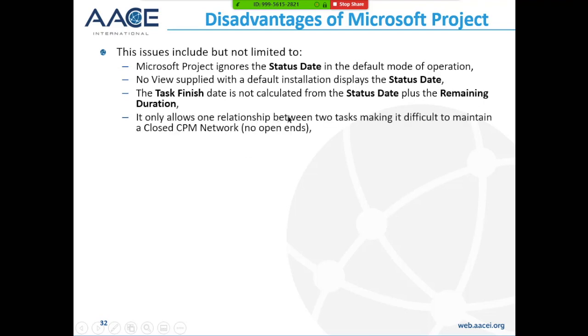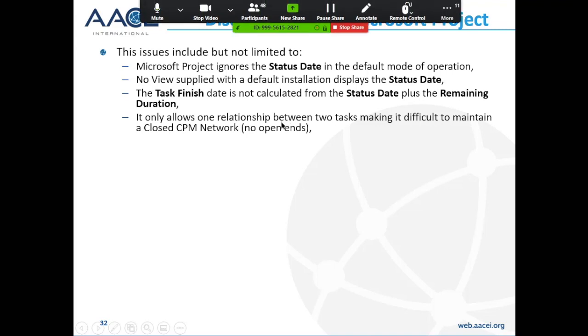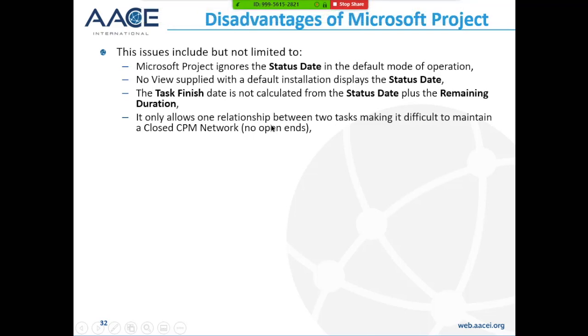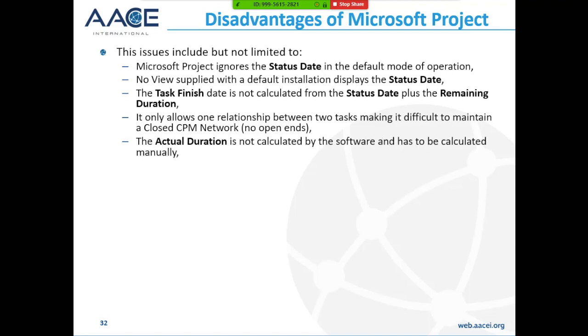It only allows one relationship between two tasks, making it difficult to make a closed CPM network with no open ends. It's difficult to do ladder scheduling without adding an additional milestone at the start of this series of activities. The actual duration is not calculated by the software and has to be calculated manually or by using the function that will actually calculate it for you, which is called mark in progress.